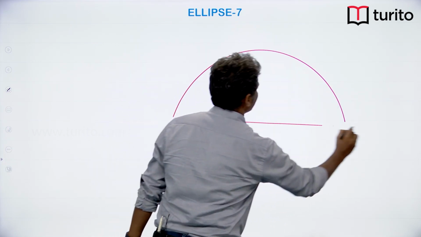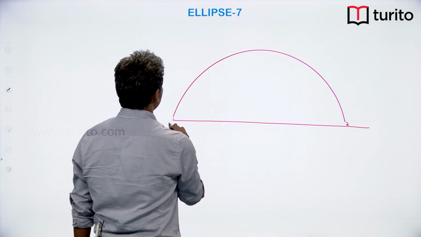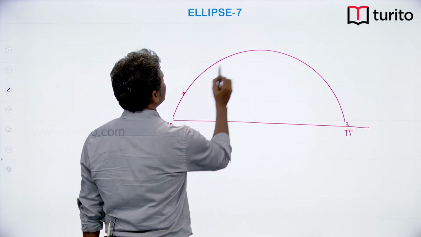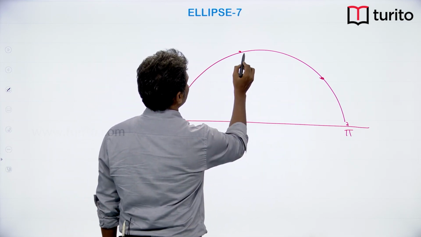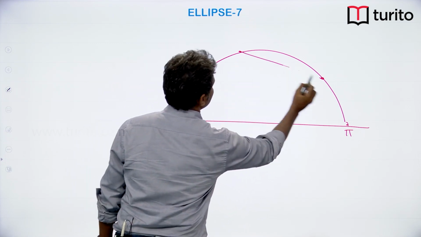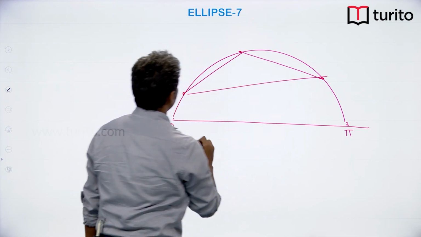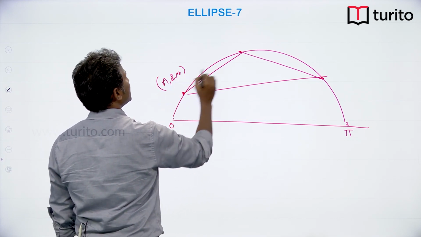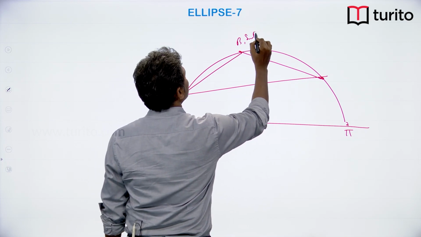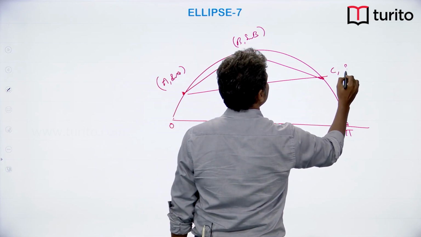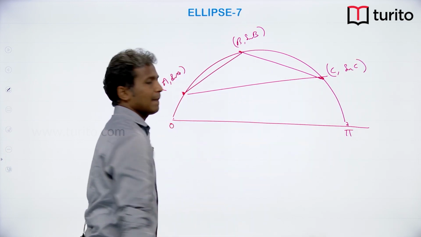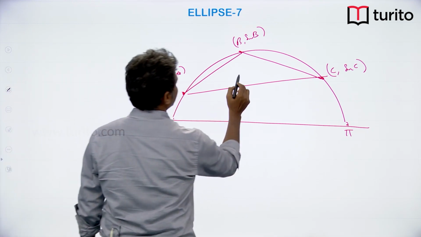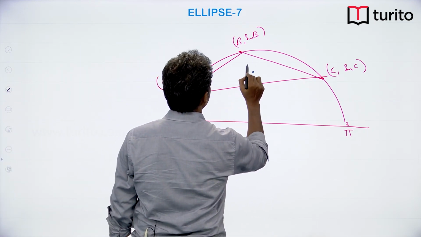If we take the graph of sin x between 0 and pi, we will get a curve like this. Let us say I have taken 3 points on this. If I join these 3 points, I will get a triangle, and let us take this point as (A, sin A), this point as (B, sin B), and this point as (C, sin C). Now, when I take the centroid of this, let us say the centroid is somewhere here.